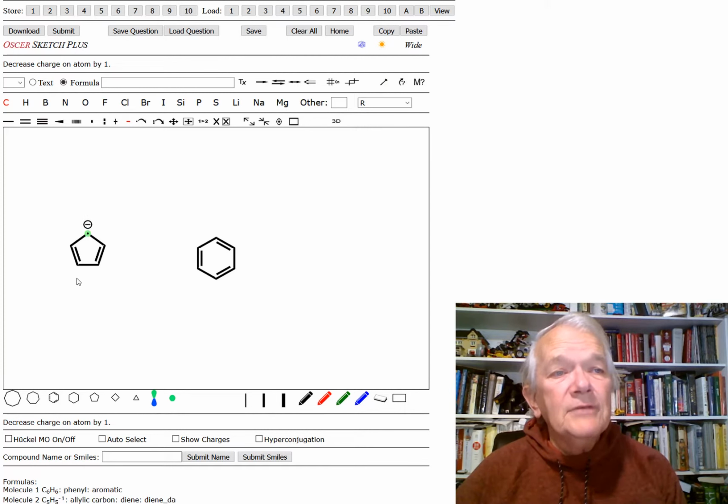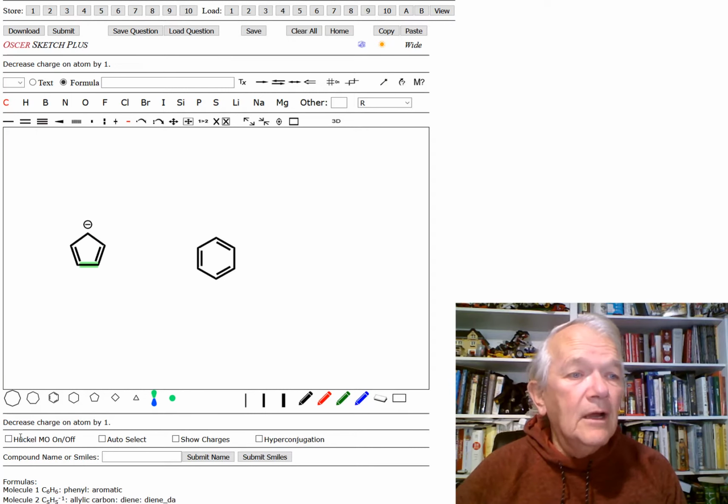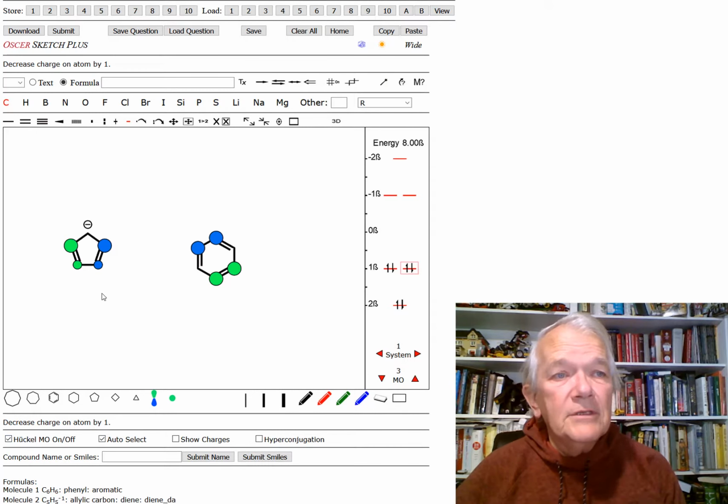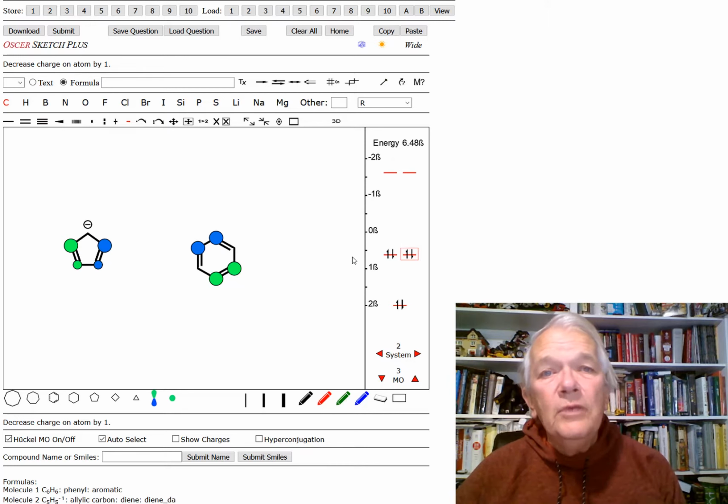So now we have 6 electrons, 2 from the lone pair, 2 from each double bond. This is a 6-electron system. Turn the Hückel back on, and again, we're going to see an aromatic system. This is now system 2. So here we are, and this is a really stable anion. So the cyclopentadienyl anion with 6 electrons is beautiful because, again, the Hückel rule means that this degenerate pair is just occupied, and we have this huge gap now, the HOMO-LUMO gap.